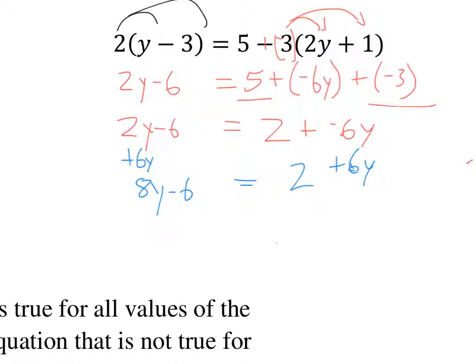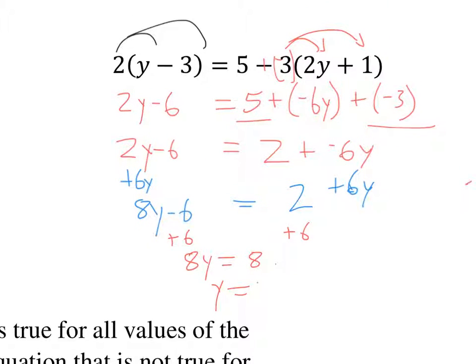And so we've got 8y minus 6. Let's go ahead and add 6. We've got 8y equals 8, so y would be divided by 8, and y is going to be equal to 1.